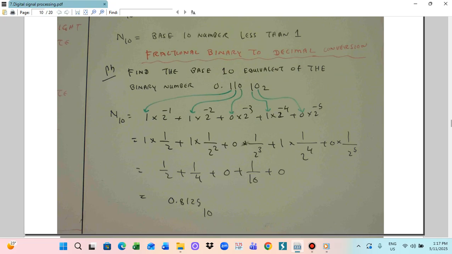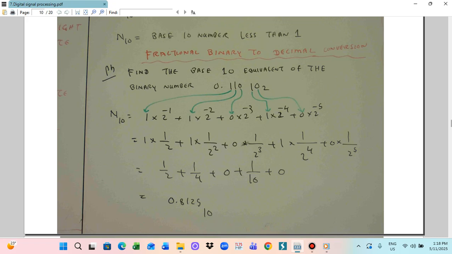So 2 power minus 1 is 1 divided by 2. So 1 multiplied by 1 divided by 2, then 1 divided by 2 squared, 0 divided by 2 power 3, 1 divided by 2 power 4, and 0 divided by 2 power 5. So then we have a half, 1/4, 0, and 1/16, plus 0. You add these and calculate, so the answer will be 0.8125.